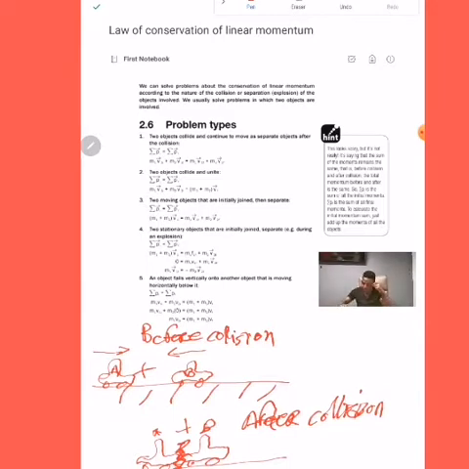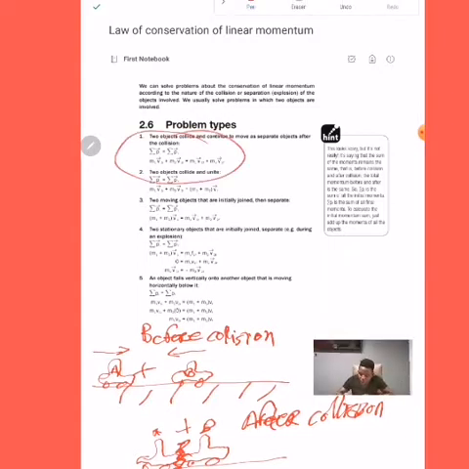So we will be looking at problems using this formula. We have the sum of the initial momentum and the sum of the final momentum. We know from our first session when we were talking about momentum that momentum is the product of the mass and the velocity. The mass is given by a small letter m, and our velocity is given by a small letter v. And we did mention that our momentum is a vector quantity because it is the product of the mass, which is a scalar quantity, and the velocity, which is a vector quantity.